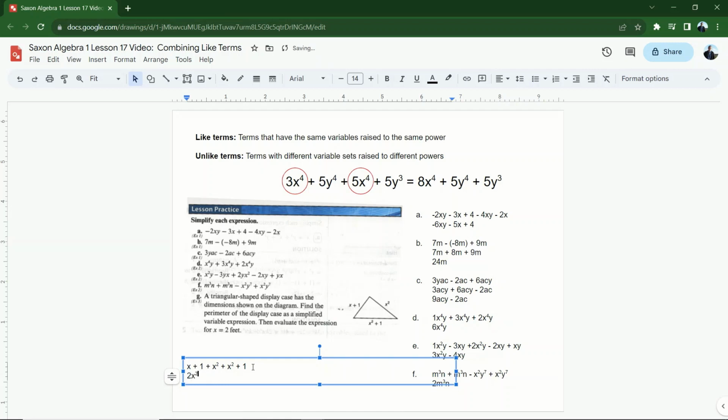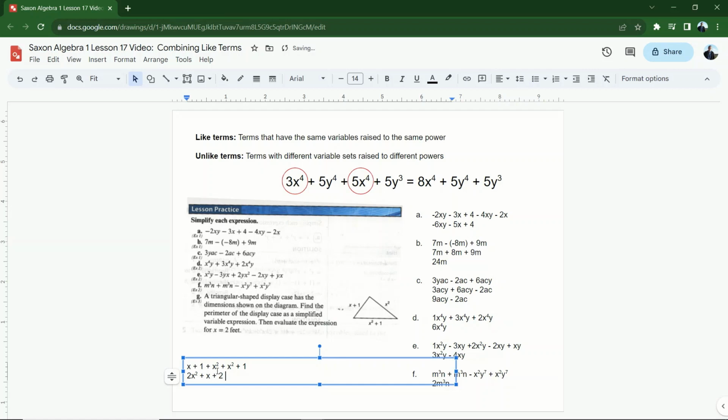First is 2x squared. I have 1x squared plus 1x squared. Add the coefficients to get 2x squared. Plus x, I have 1x all by its lonesome. That's going to stay that way. Plus 1 equals plus 2.